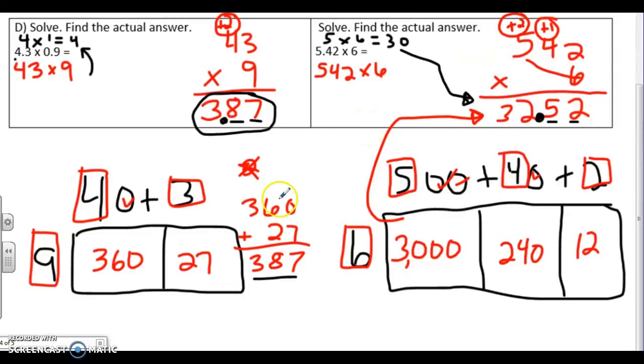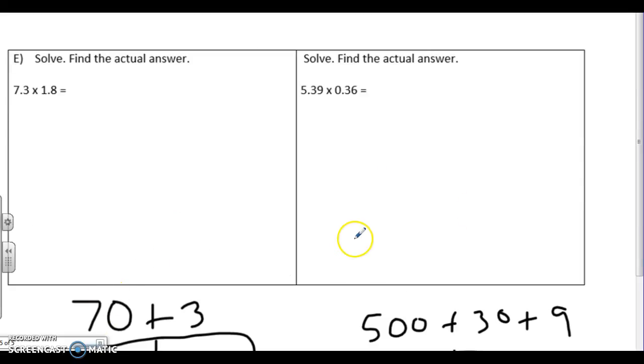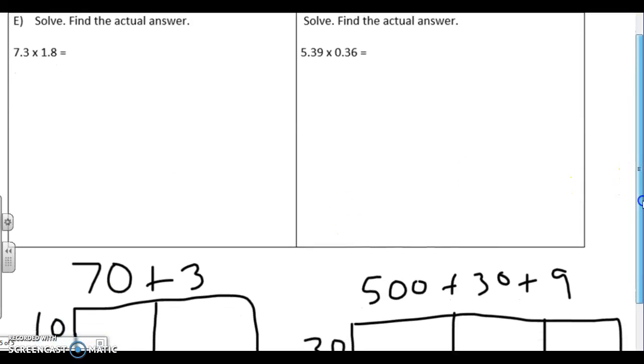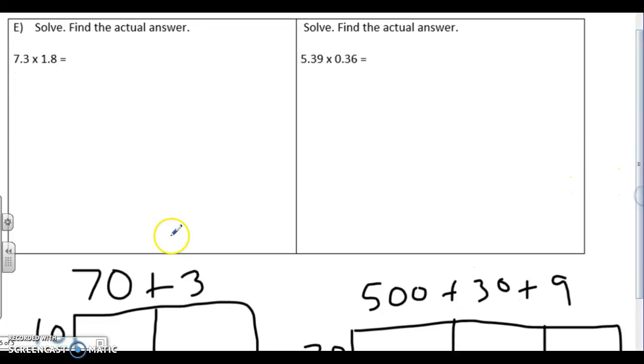Go ahead and pause if you have time and work on E, and then check in with me. All right, guys, for E, let's see if I can fit everything on here. I may need to scroll down as we're going. Here we're going to go ahead and solve. The problem is going to start with playing pretend. So we have 73 times 18 becomes our problem for this one. So 73 times 18.